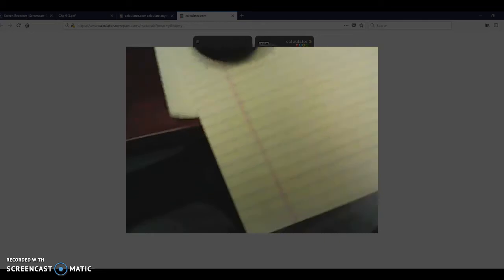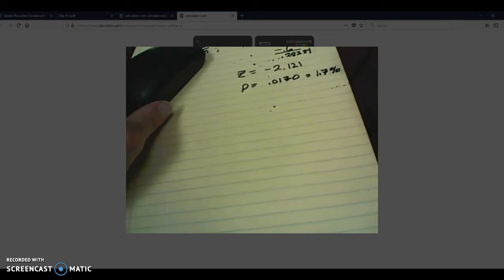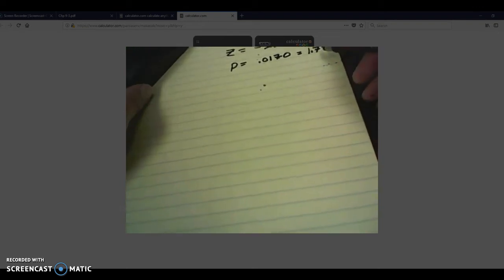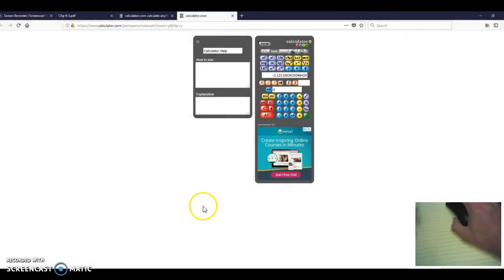So if the mean were actually 20, to get a z value of negative 2.121, that value or less, would only happen 1.7% of the time. So that is our p-value.